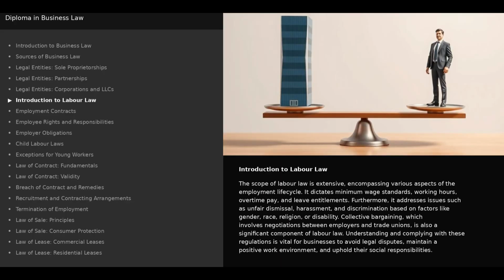The scope of labor law is extensive, encompassing various aspects of the employment life cycle. It dictates minimum wage standards, working hours, overtime pay, and leave entitlements. Furthermore, it addresses issues such as unfair dismissal, harassment, and discrimination based on factors like gender, race, religion, or disability. Collective bargaining, which involves negotiations between employers and trade unions, is also a significant component of labor law. Understanding and complying with these regulations is vital for businesses to avoid legal disputes, maintain a positive work environment, and uphold their social responsibilities.